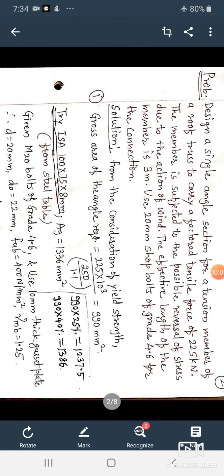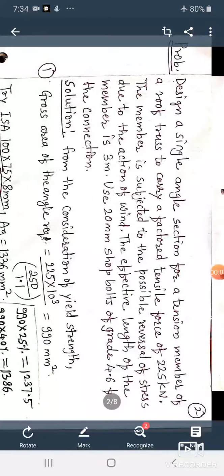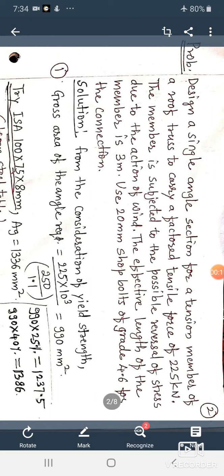Good morning. In the continuation of the design of tension member, let's start designing the section. So we'll solve one problem based on it. I'll just read out the problem.